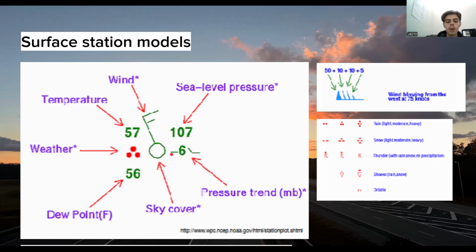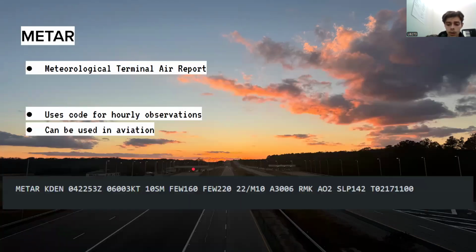This bottom right is the pressure trend, basically saying how we think the pressure is changing. And there you go, that's what that is. Now the last thing in this video is a little bit of data that we can use.